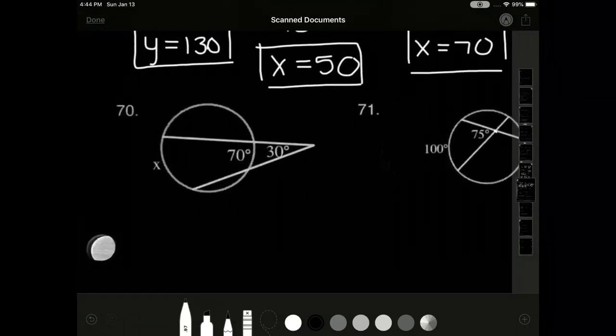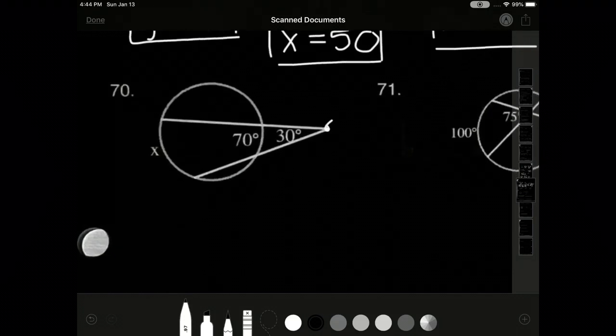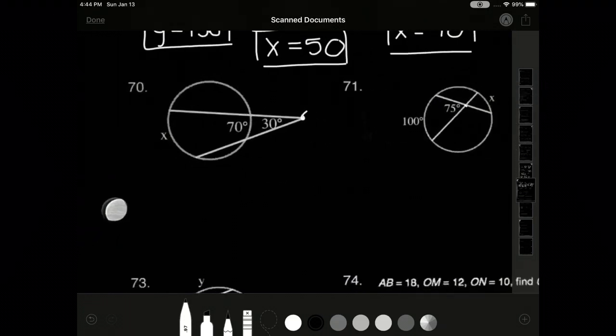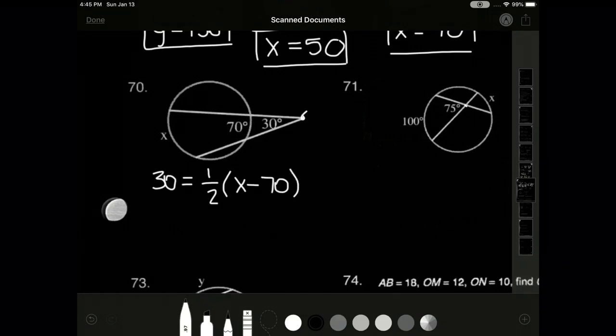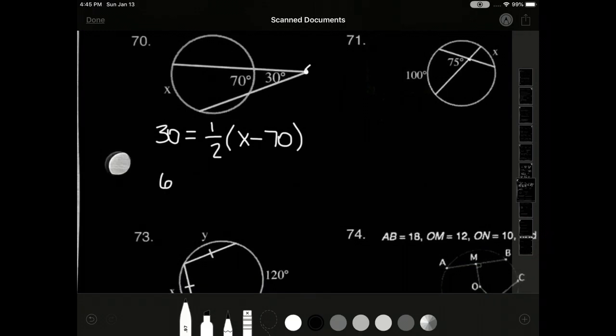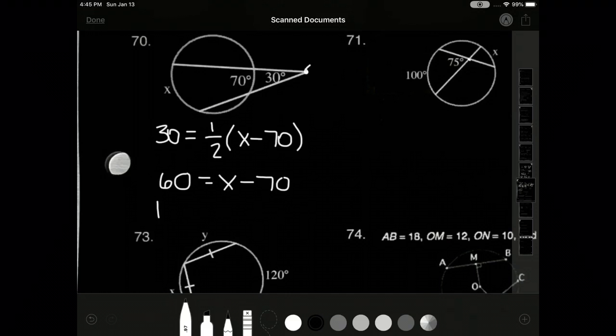For 70, same kind of thing, right? We're intercepting outside of our circle right here. This time, though, we have our 2 arc measurements. So 30 equals 1/2 x minus 70. So we get 60 equals x minus 70. And when you add 70, you get 130 equals x.